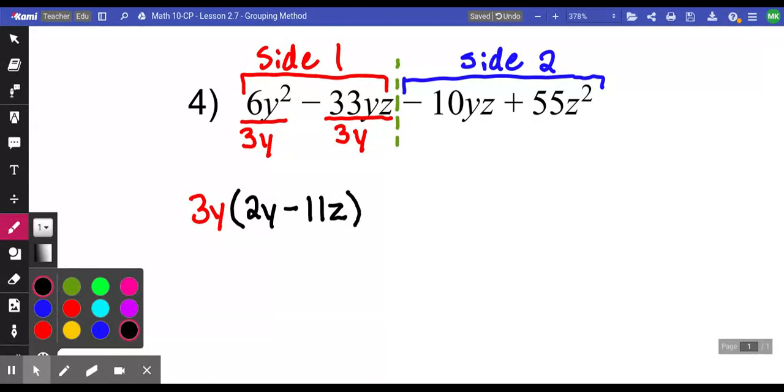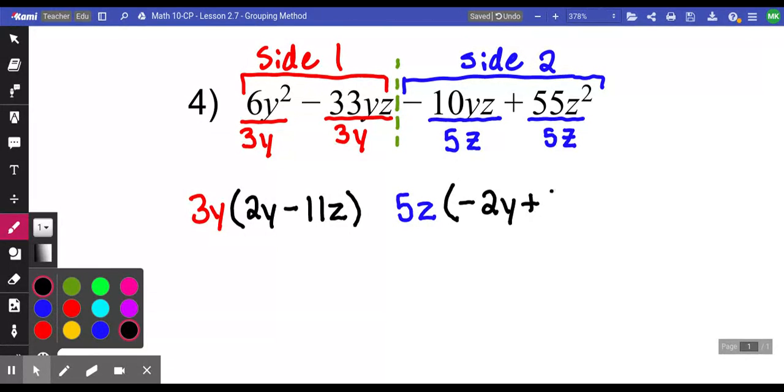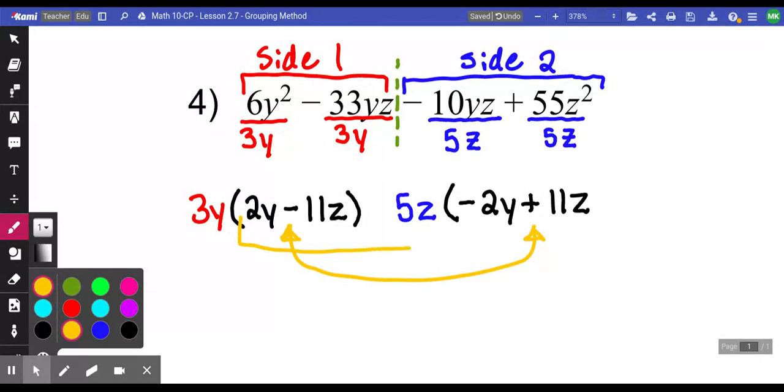Awesome. Now the reason this is the hardest one, if I look at the blue side, I'm going to have to think ahead a little bit. On the blue side, I'm going to take out a greatest common factor of 5z, because both sides divide by 5, and both sides divide by z. But I'm going to think ahead a little bit here. If I took out a 5z, I would be left with negative 2y and positive 11z, which is not the same. You'll notice that the symbols are in the wrong spots.